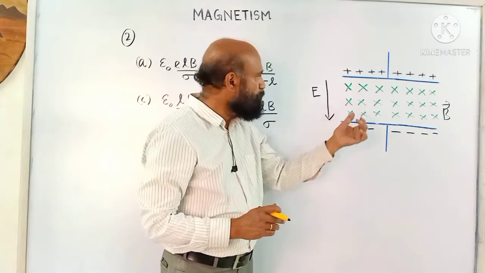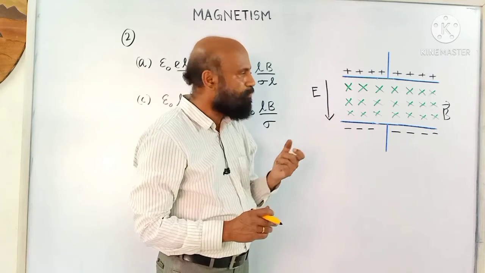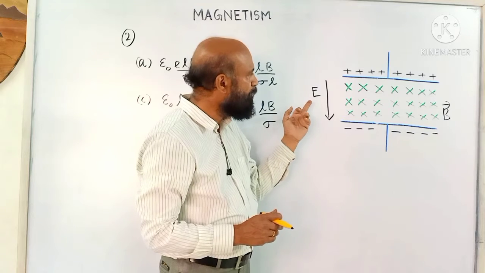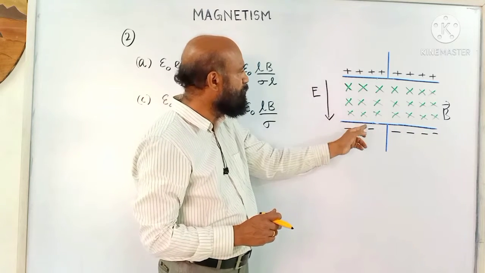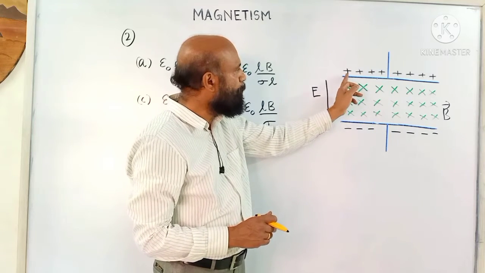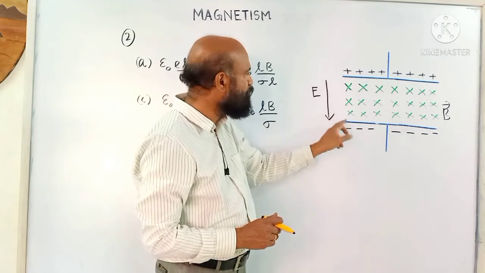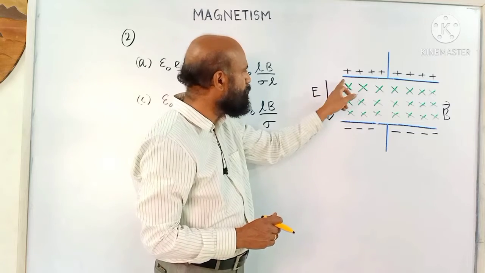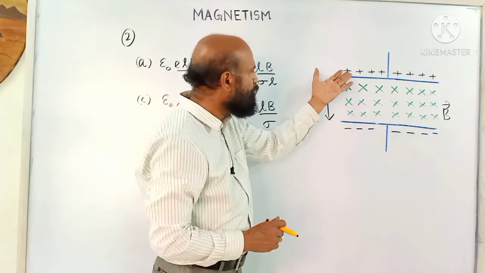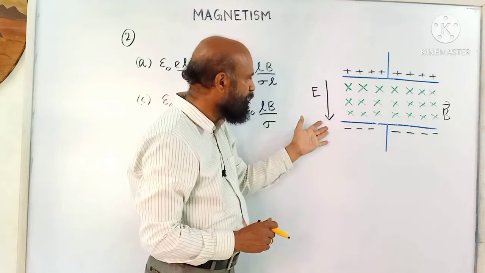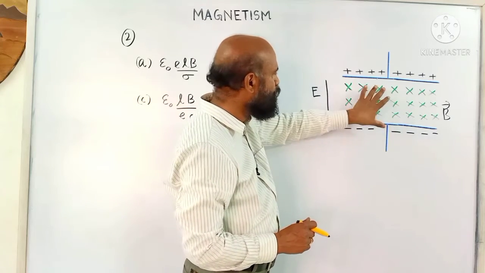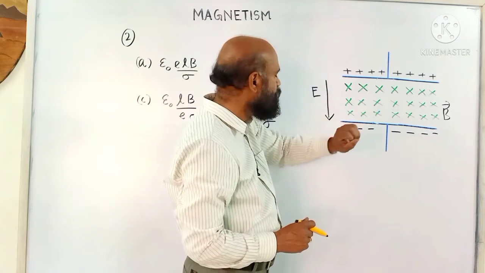In this problem, we have to find the velocity of an electron when it is moving in crossed electric and magnetic fields. Here there is a capacitor. Between the plates of the capacitor there is an electric field. This plate is positively charged, this plate is negatively charged. So there is an electric field acting in the downward direction, and this cross mark shows there is a magnetic field acting into the board.